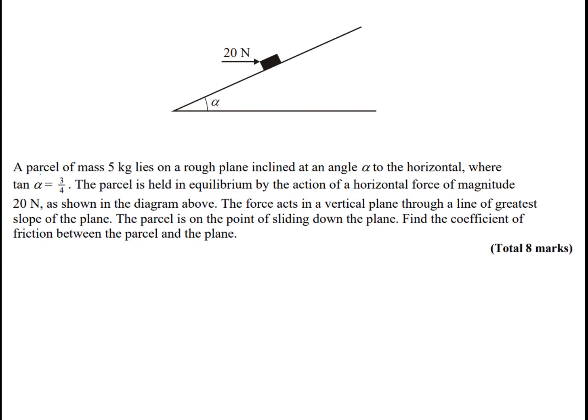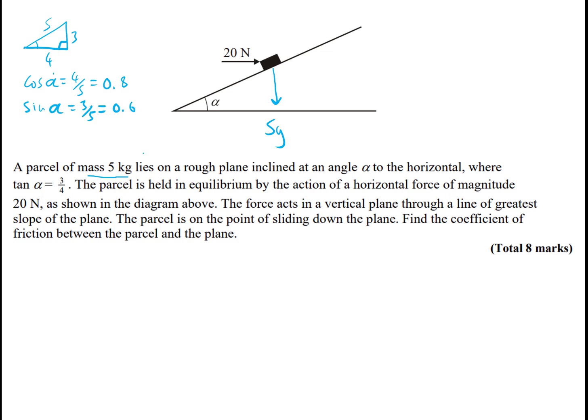Okay, so let's look at this exam question now. We've got a parcel of mass 5 kg, so let's label this diagram now, or just draw a separate one. So that's 5g. We know tan alpha is 3/4, so we have this type of triangle. That's a 3, 4, 5 triangle. So we get cos alpha in this instance is adjacent over hypotenuse, which is 4/5 equals 0.8. We're going to use that later to make our sums easier. And then sine alpha is opposite over hypotenuse, so that's 3 over 5 equals 0.6.